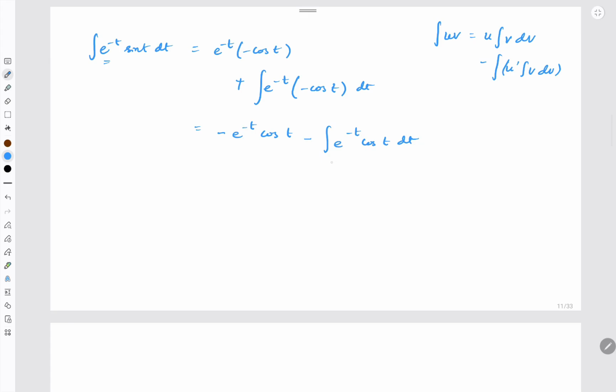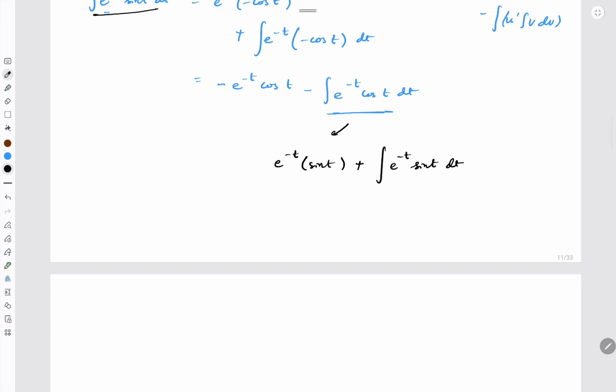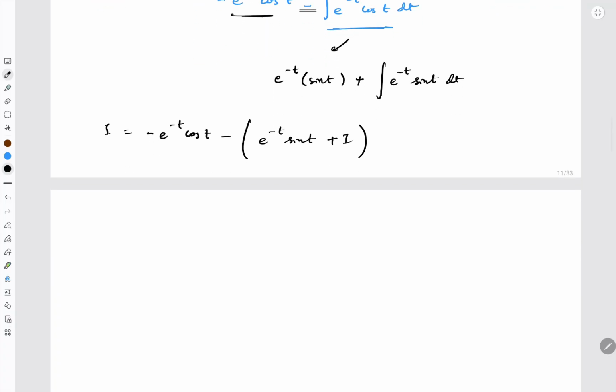So I can again perform this integration by parts for this particular function. So it will be what? E power minus t, integration of cos is sine t, minus derivative of e power minus t is minus e power minus t, so plus e power minus t, integration of cos is sine. Now you can see that this and this are the same. So I can rewrite this. If I take this as I, a variable I, so I is equal to this thing: minus e power minus t cos t minus e power minus t sine t plus I, right?